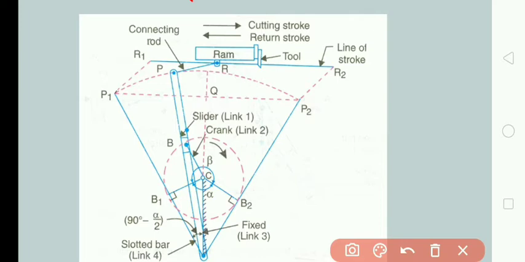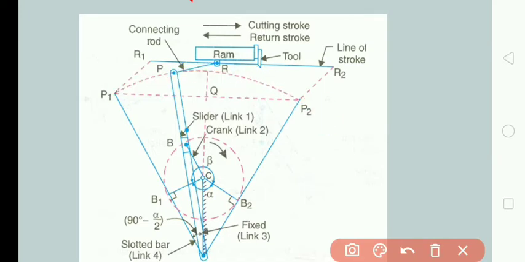I'll explain it once again. We have four links. One link is fixed. This is the fixed link. Then we have the crank, which is the rotating member. Then we have the slotted lever. Then we have the slider B, which is attached to the slotted lever. When the crank rotates, the slider will move between B1 and B2, and the point P at the end of the slotted lever will move between P1 and P2.